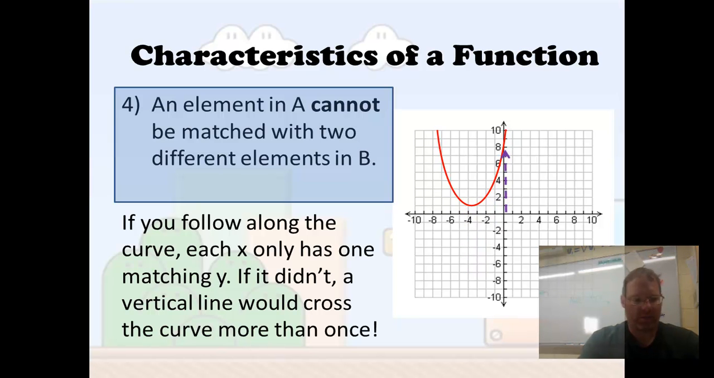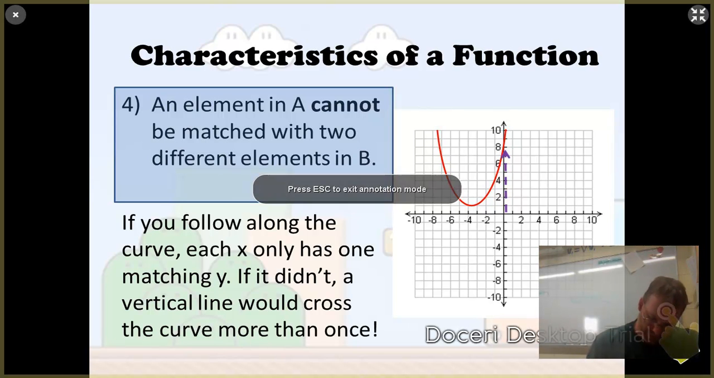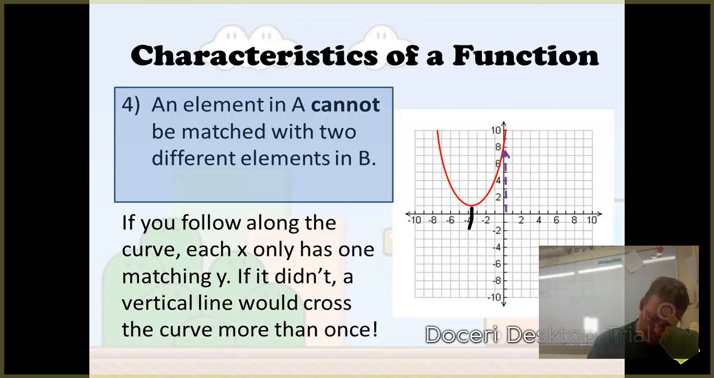When x equals 4, right there, there's only one value that it corresponds to. When x equals 0, there's only one value it corresponds to. So that's what we mean by that. And in the next section we're going to talk about the vertical line test, which is a real simple way of determining whether or not something is a function.